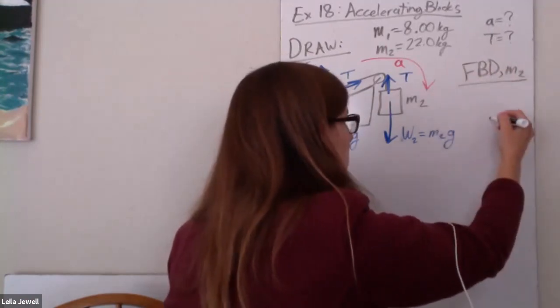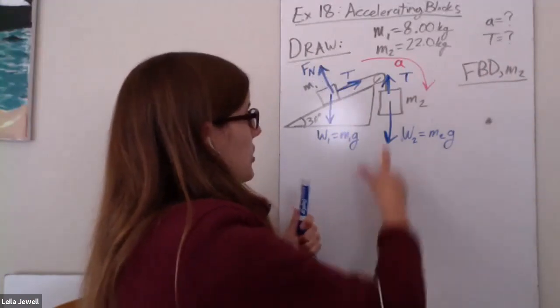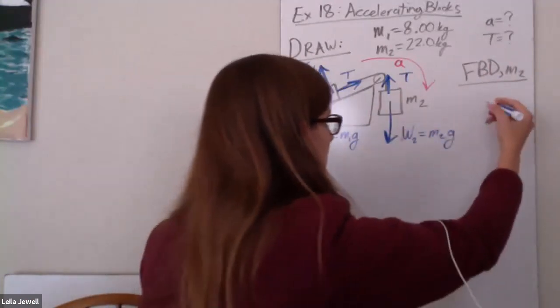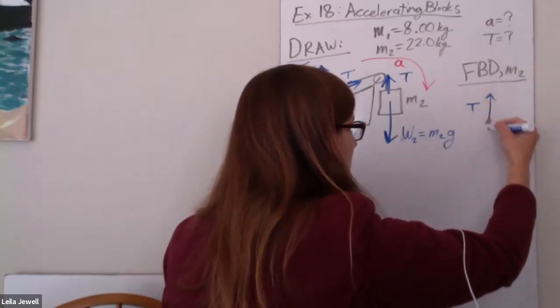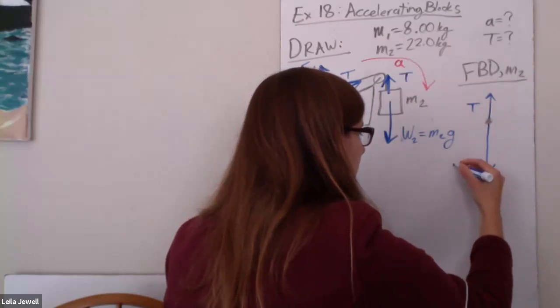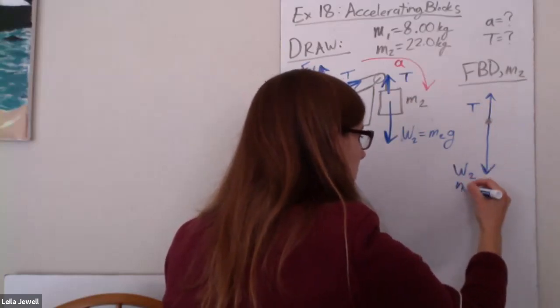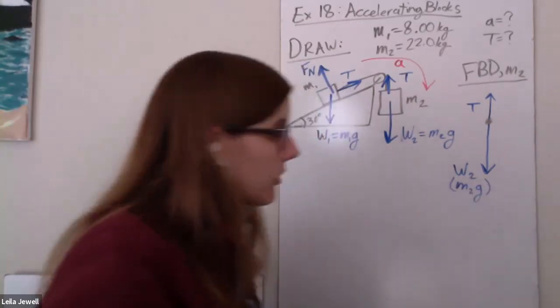I'm going to reduce mass 2 down to a single point, and then I'm going to copy over these forces in the exact orientation. So the tension is coming up, and the weight force is going down. You can write that as W2 or as m2, mass 2 times gravity, whichever you prefer.